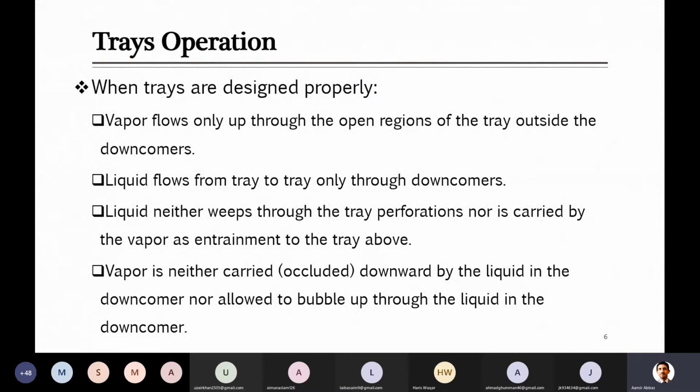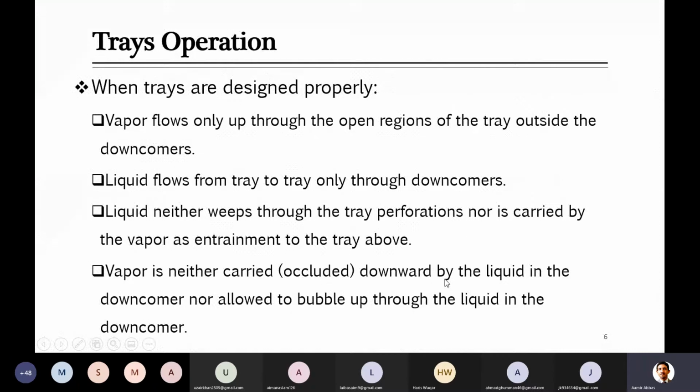As for the other condition, the vapors should just pass through the perforations, come in contact with the liquid, and move upward to the next tray, and so on. But there is another phenomenon: if vapors are trapped inside the liquid and move down to the tray below along with the liquid through the downcomer, that should not take place. Vapor is neither carried down; this was called occlusion.